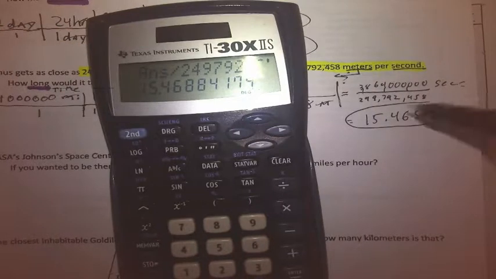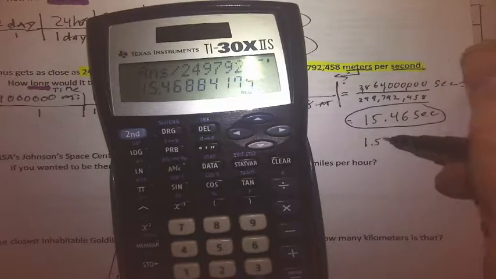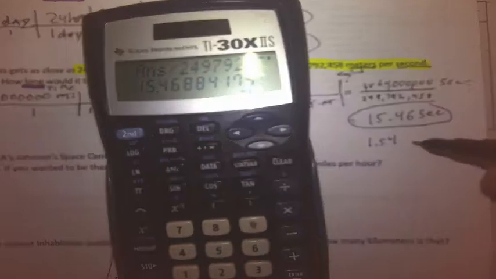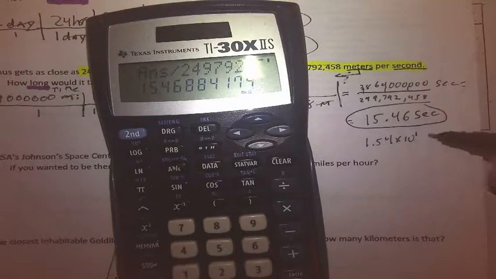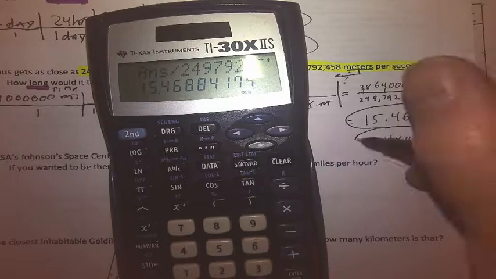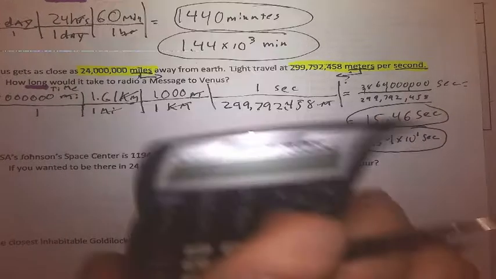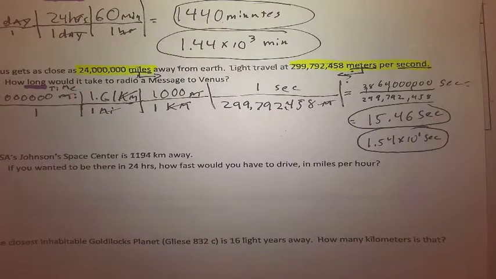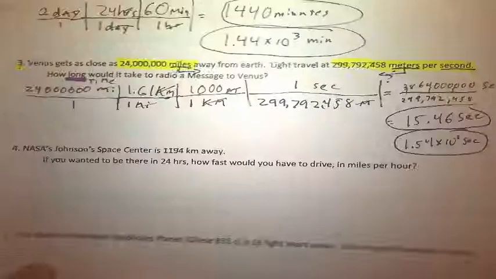Once again, if I wanted to do that as scientific notation, just slide the decimal over once, 1.54, ignore the 6, times 10 to the 1, since we made one jump, seconds. So 15 seconds to get a message from Earth to Venus. It's pretty reasonable. Next one.